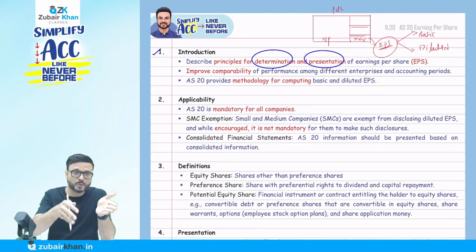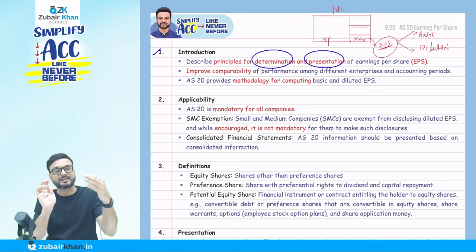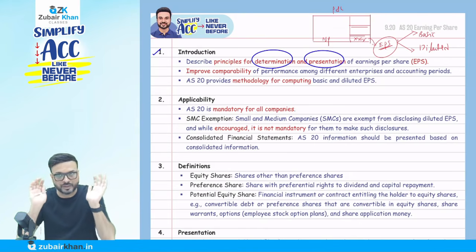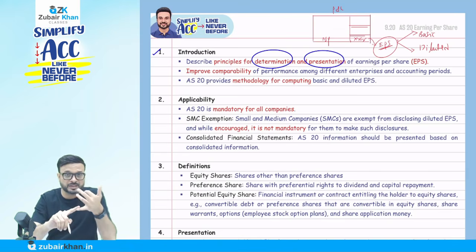Obviously it does not count in the total of income and expense. No, that is a different thing. Income, expense, profit, that is different. Below that, we write EPS in the profit and loss account only. So AS20 talks about how to determine and how to present it.